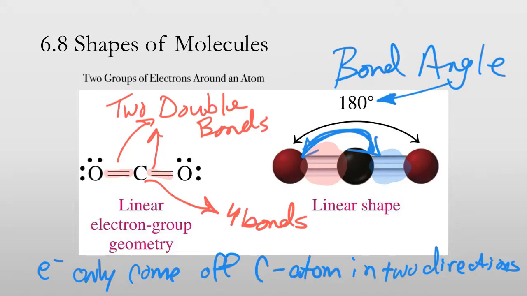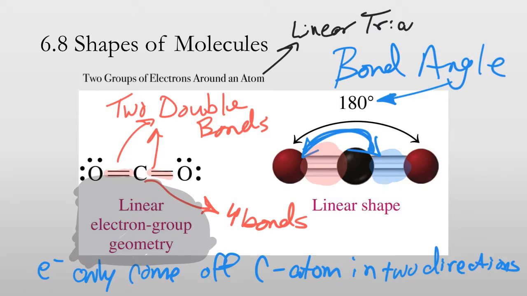Now notice we have a name for this, and it's a linear electron group geometry. Other times it's called linear triatomic because there are 3 atoms here in CO2 and they're in a linear arrangement.